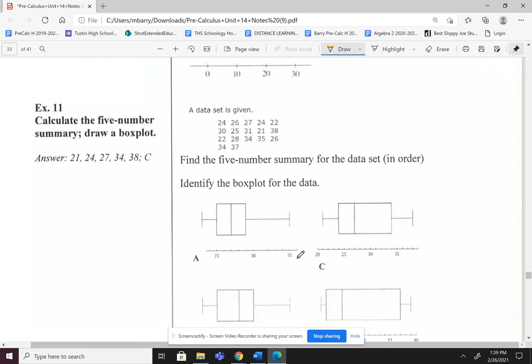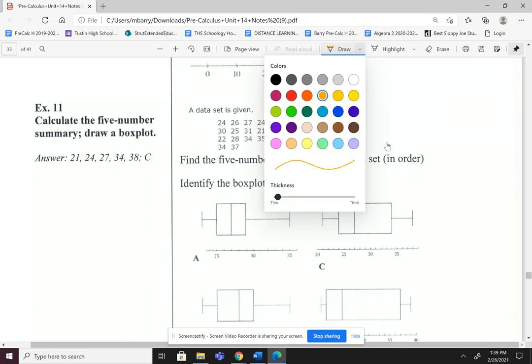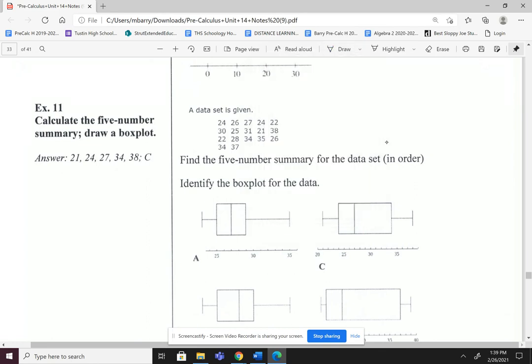So we have another data set here. We're going to go ahead and sort these numbers out. Or are they already in order? No, they're not. Okay, so I'll go ahead and do that first of all. So I need to do the smallest number first, which is 21. Smallest number, then 22, 22 again. Oh man, I'm going to need more space than this.